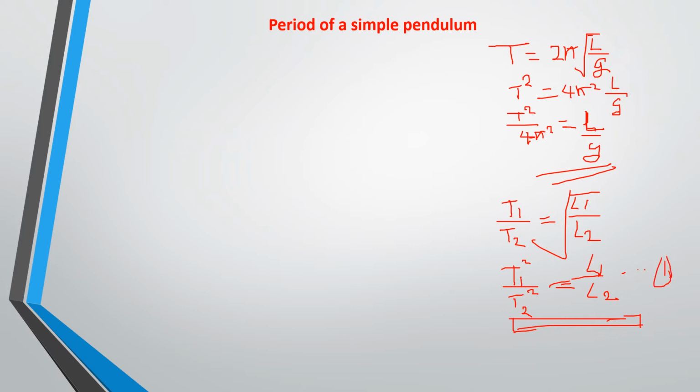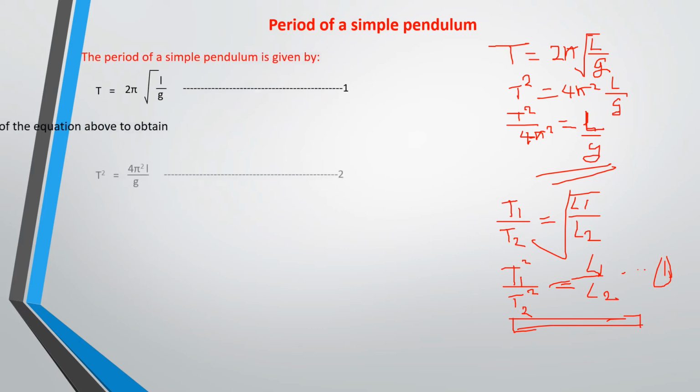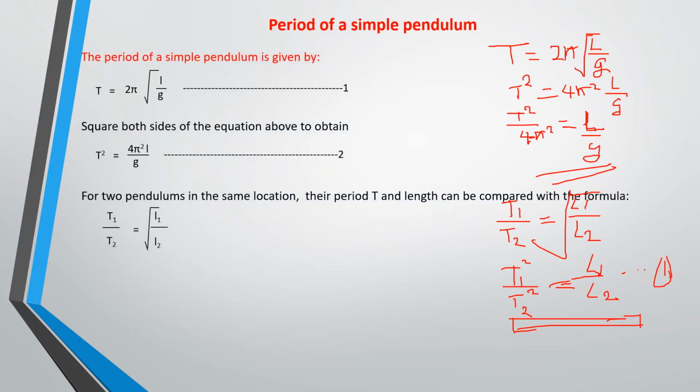Maybe you are asked to find the length of the second pendulum or the period of the second pendulum. This is the equation that you use. Alright, so please take note of all these equations so that you can use them to solve any problem that you want to solve. So this is exactly what I have said. For two pendulums in the same location, their period T and length L can be compared with this formula. Alright, so we are going to solve some problems to drive home what we have discussed so far.